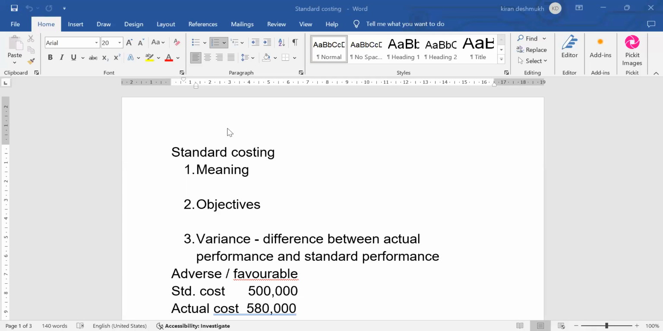So this is about standard costing. The very first part is about the meaning.